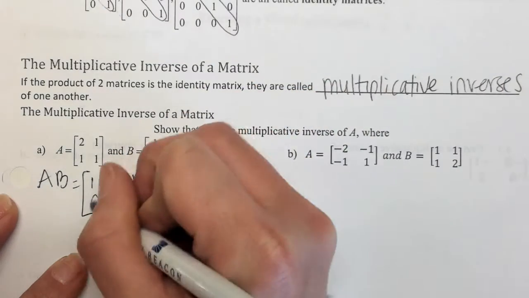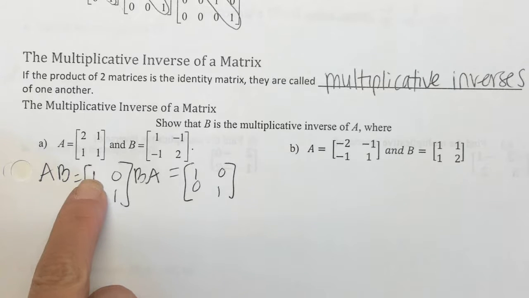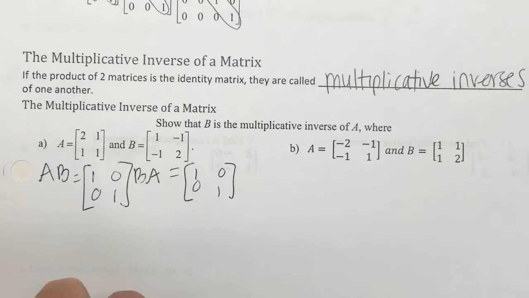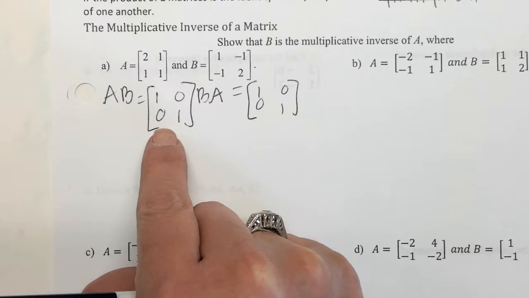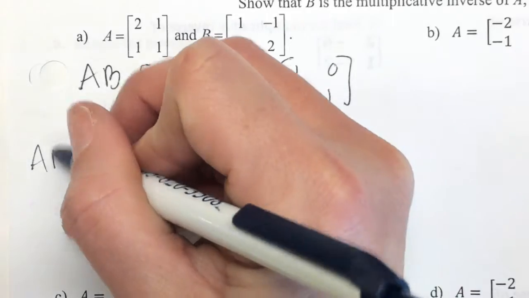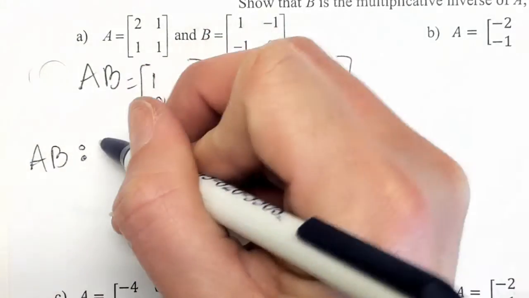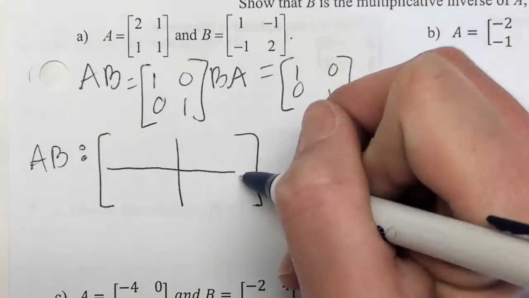So before we get started, if I were to multiply A times B and I got like a 3 here, would I have to do anything else? No, because it's not 1. It has to be these exact numbers. So if you get one that's not one of these numbers from the identity matrix, you can stop. Let's go ahead and start with A times B. We know it's going to be a 2 by 2, just like the one we did up top.